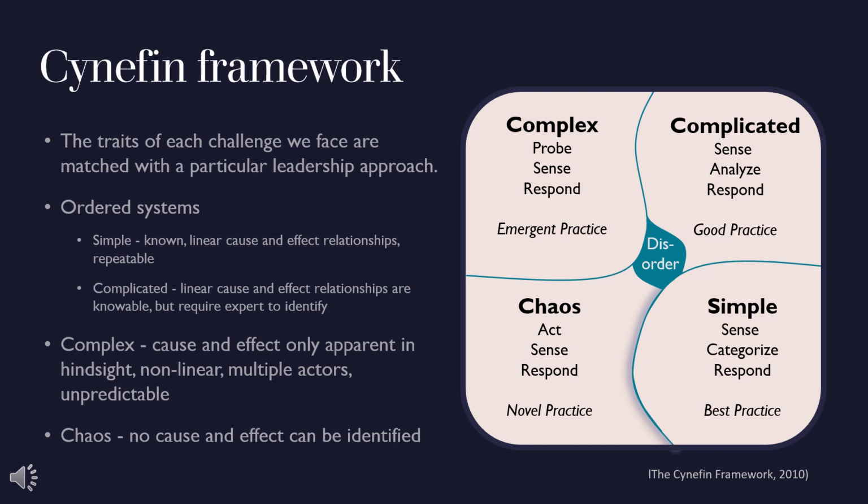The fourth category is chaos. And so in these situations, this is where there is an urgency that requires the first step to be act. This step is to stabilize the system, so that the next step can then be to sense what is occurring, where the system is at, and then respond. And this is the area of novel practice, where the response will be unique to this particular crisis in the moment.